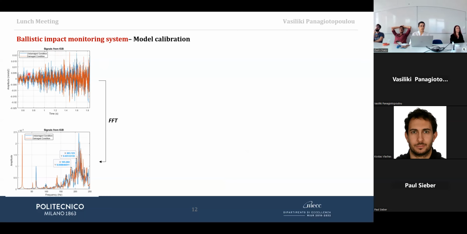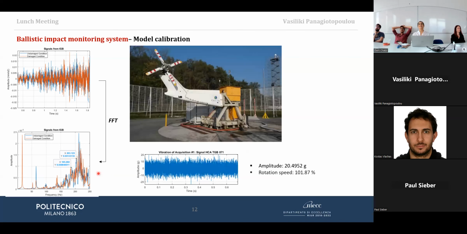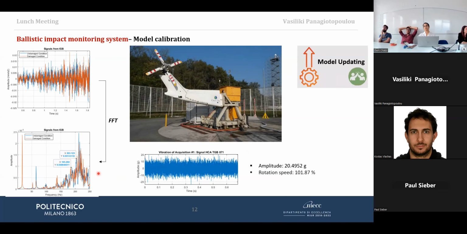For the undamaged and damaged condition, we simply perform an FFT of this signal, and we are trying to find the frequency component that corresponds to the first natural frequency for each phase. As you can imagine, if I apply the same method to the signals coming from this experimental setup, the differences are quite high, which immediately means that I have to calibrate my model, go back and check all the assumptions I have already made, and potentially perform model updating.